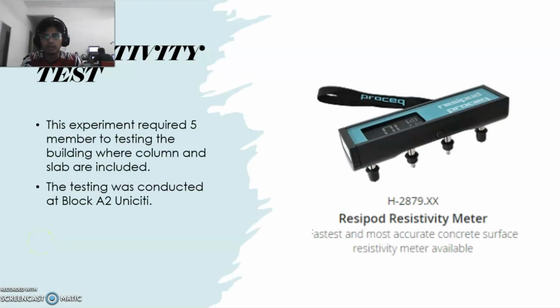This experiment required 5 members to test the building where column and slab are included. The testing was conducted at Block A2 Unicity. The apparatus for the equipment for this experiment is we use a resistivity meter, model H2879.X.